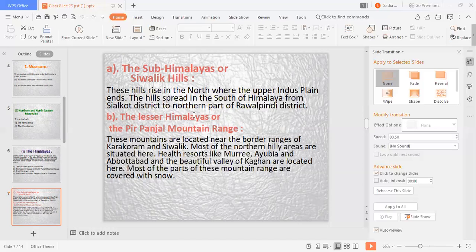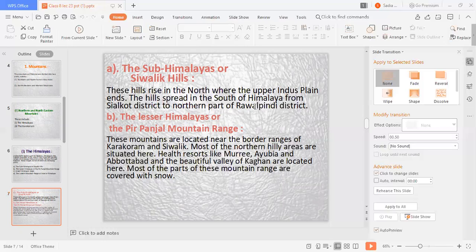यानी ये कहाँ से फैले हुए हैं? The hills spread in the south of Himalaya. हिमालय के साउथ में फैले हुए हैं, जो साउथ ऑफ हिमालय में है ये पहाड़ियाँ, और वो हिमालय के साउथ में कौन सी पहाड़ियाँ हैं, कहाँ से शुरू हो रही है? From Sialkot district to northern part of Rawalpindi district. Is it clear? So this is a very long distance between Sialkot and Rawalpindi districts. So the hills spread in the south of Himalaya from Sialkot district to the northern part of Rawalpindi district.